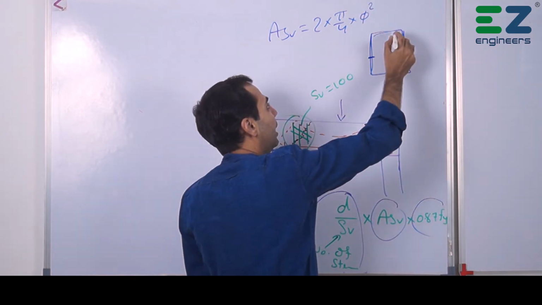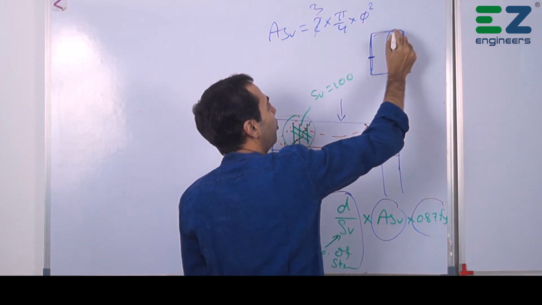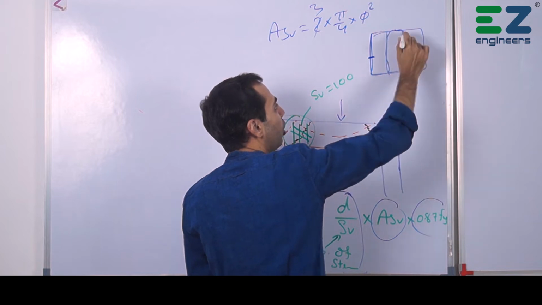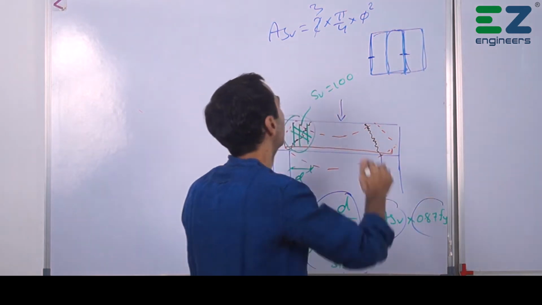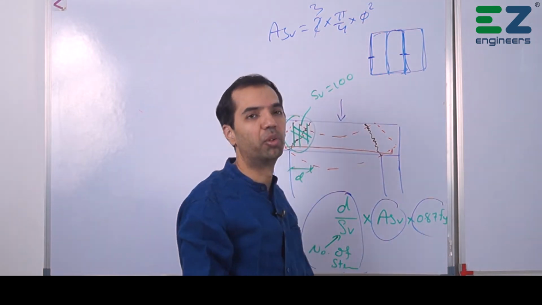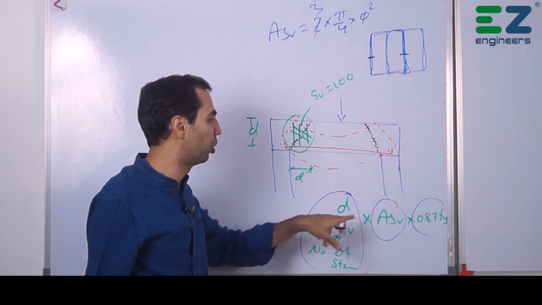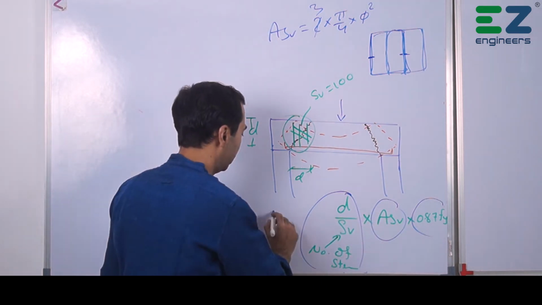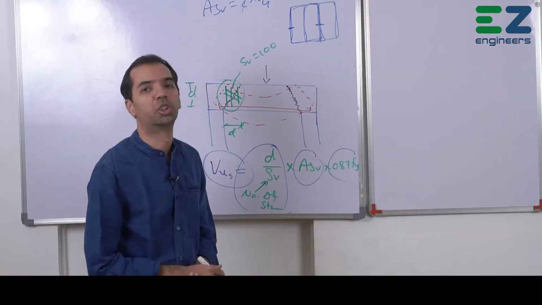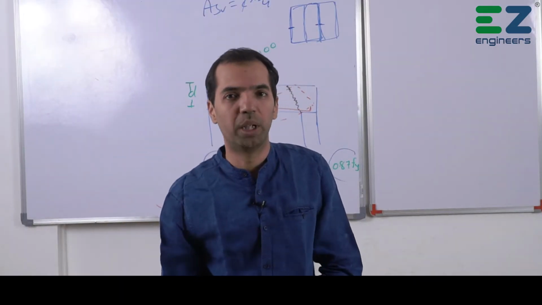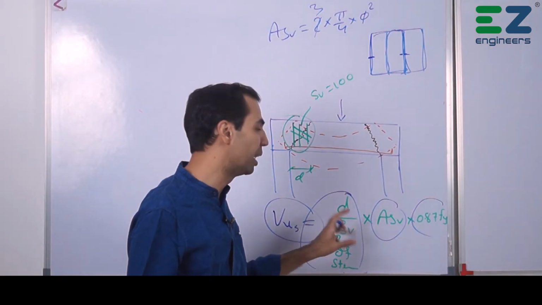If the stirrup is 3-legged, then this will be 3. If it is a 4-legged stirrup, this is called 4-legged. So 2-legged, 3-legged, 4-legged: number of legs multiplied by pi by 4 d square. So friends, this formula will give you the shear resistance of the stirrups: Vus equals 0.87 fy into Asv into d by Sv, where d by Sv is the number of stirrups.